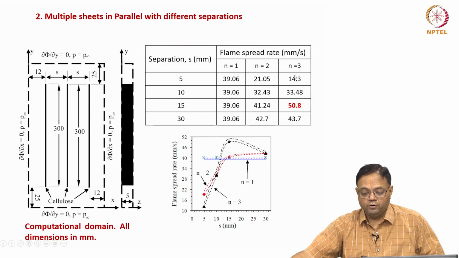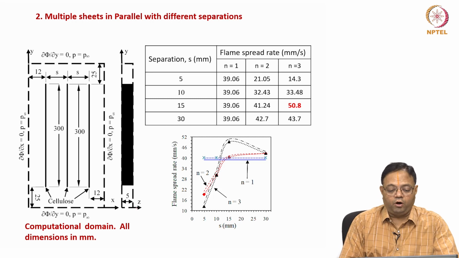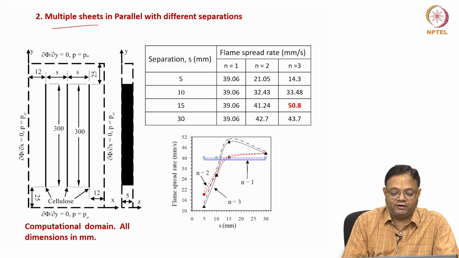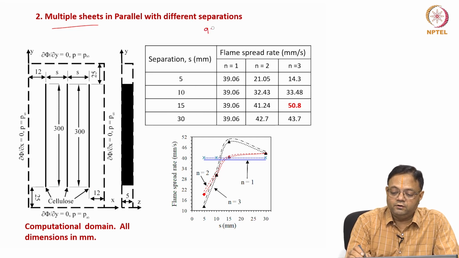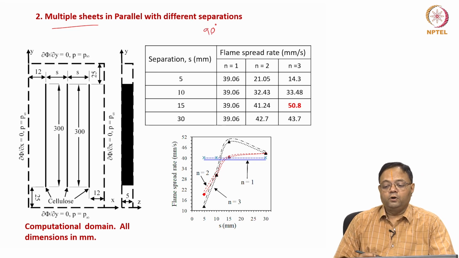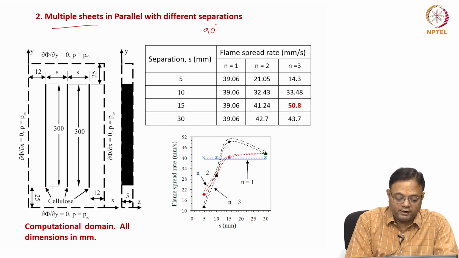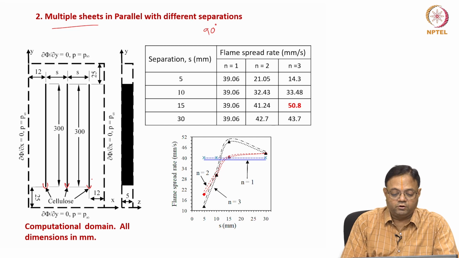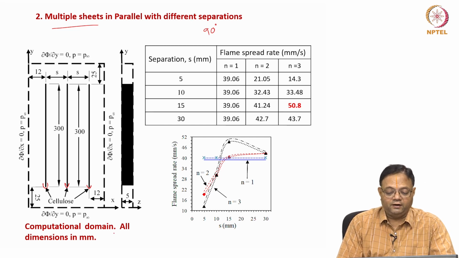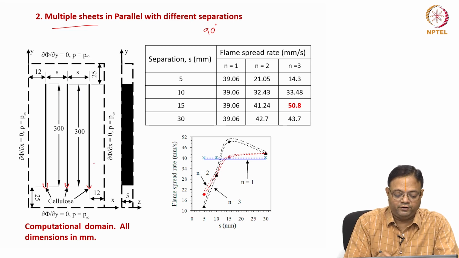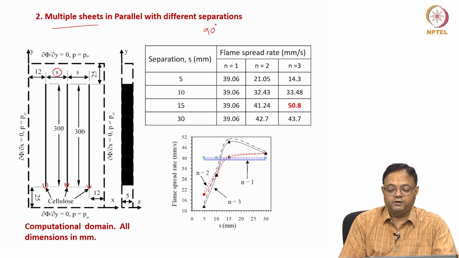Okay. Now, the second case study is on multiple sheets which are kept parallel to each other, vertically oriented. So, here the angle is 90 degrees with respect to horizontal, vertically oriented sheets, and we are igniting at the bottom. So, the flame is ignited at the bottom. You can see that these two sheets are kept at a particular separation distance, and similarly the second and third sheet also; in this case there are 3 sheets, kept at a particular separation distance.